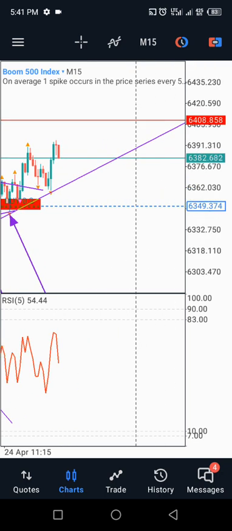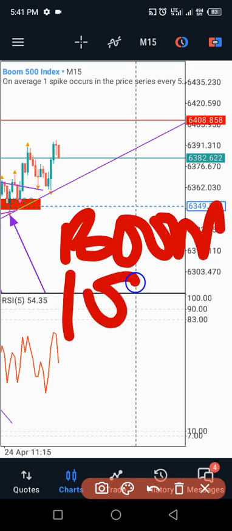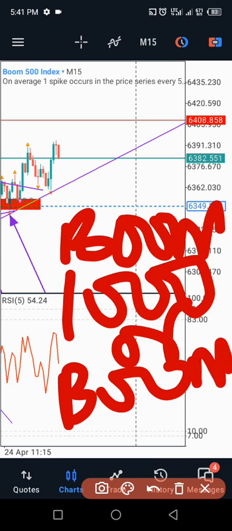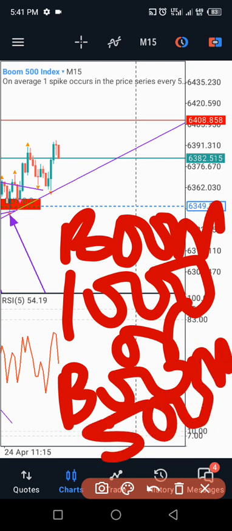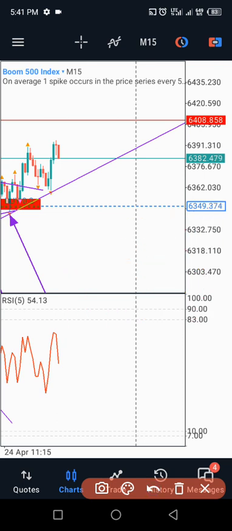So remember, you want to practice this strategy first on boom 1000, okay. You can test it on boom 1000 or boom 500, whichever the case will be. And then any other markets that we are comfortable with, we can test to see if this strategy works. But definitely on boom 1000 and boom 500, this strategy is good to go, okay guys.